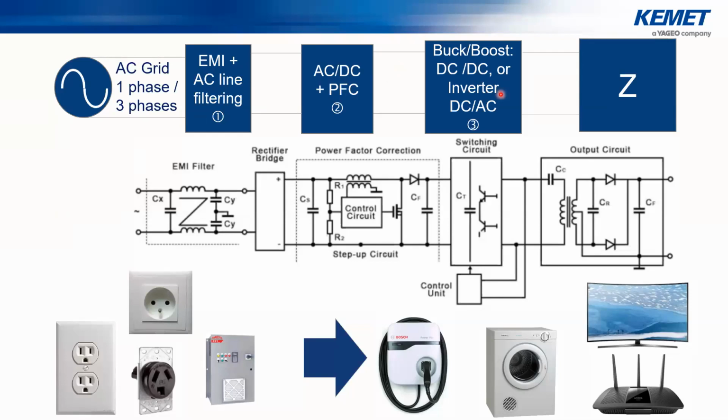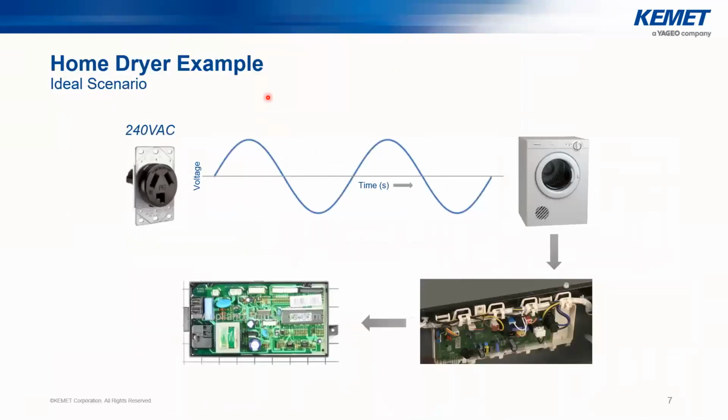We have, of course, also solutions for the PFC stage, but chokes would be covered also in this session, and inductors for boost converters as well as DC link or buffer capacitors would be covered in the next session. So we would not really be dedicating a session to PFC here, but the focus for this presentation would really be mainly on this EMI plus AC line filtering part of your AC mains to your load impedance conversion electrical networks. I take here an example of a home dryer.